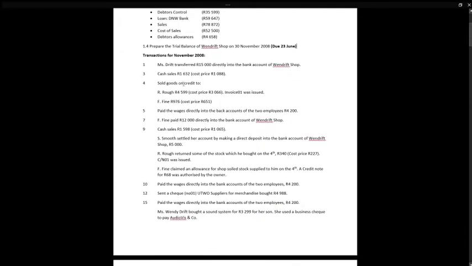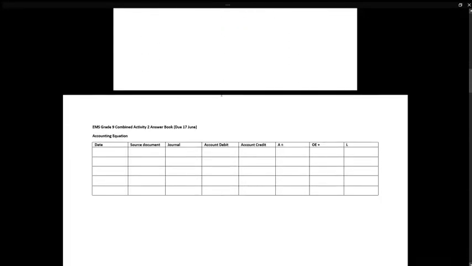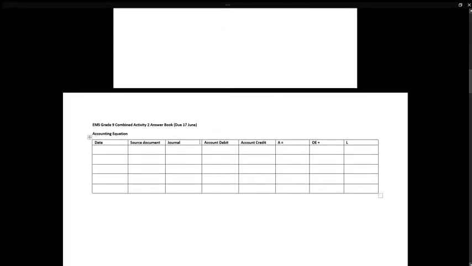Right, so on the 3rd, let's have a look at that transaction. Cash sales of 1,632 Rand, of which the cost price was 1,088 Rand. Let's go and do that in our accounting equation. This took place on the 3rd. The source document will be a cash register roll journal. We received money, therefore it will be cash receipt journal.